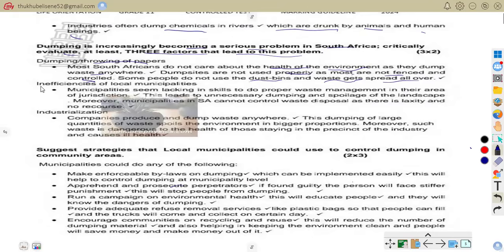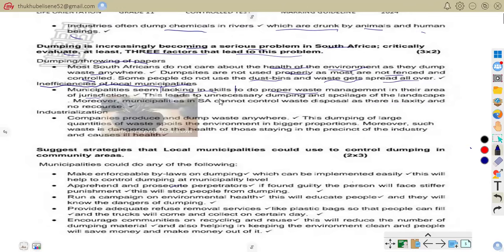Another factor can be inefficiencies of local municipalities. It says municipalities seem to lack the skills to do proper waste management in their area of jurisdiction. This leads to unnecessary dumping and spoilage of the landscape. Some municipalities fail to manage waste properly due to lack of skills or poor service.